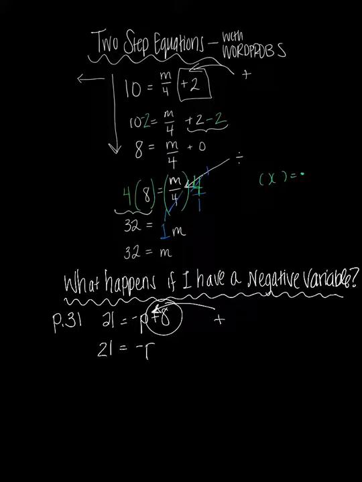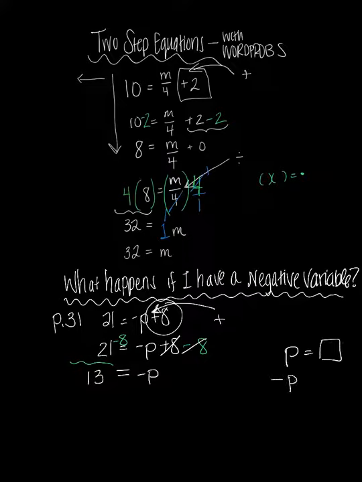I'm going to get negative p plus 8 minus 8. What I do to one side, I've also got to do to this side. 21 minus 8. All right, 21 minus 8 hopefully is 13. Double check my math there. Plus 8 minus 8 equals 0, and I get negative p. Uh-oh, I want to get p equals something. I have negative p.